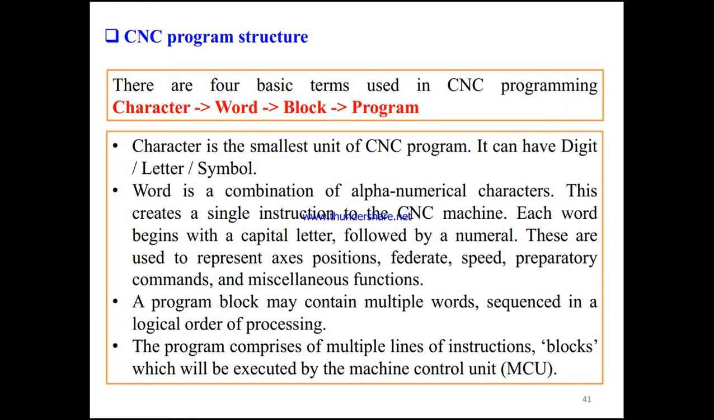So what exactly is a word? A word is a combination of alphanumeric characters. This creates a single instruction to the CNC machine. Each word begins with a capital letter followed by a numeral. These are used to represent the axis position, the feed rate, speed, preparatory functions, and miscellaneous functions. It is nothing but the G codes and M codes which we are going to use in the programs.